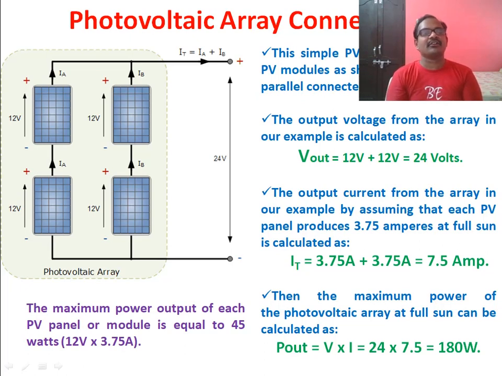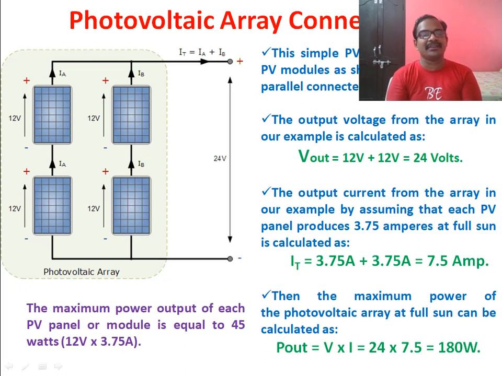And what is the power rating of the panel? 12 volts into 3.75 amperes. Power is equal to voltage multiplied by current. We will get a 45 watt panel. So here, what is the PV array? Now, for the given array, what are the ratings? Total current and total voltage.